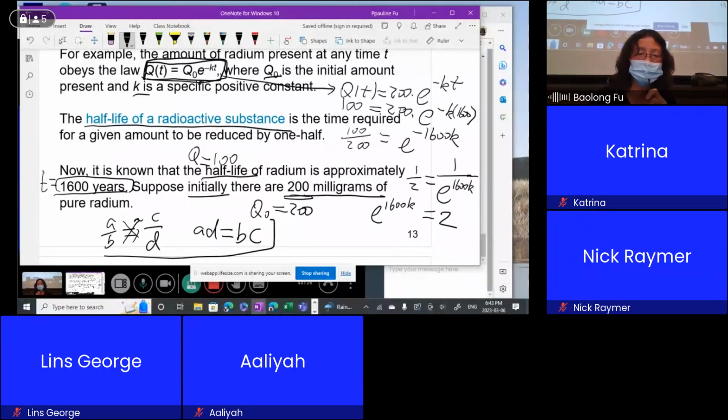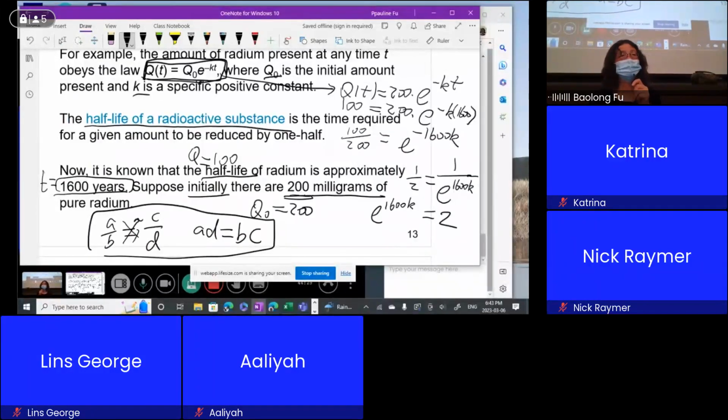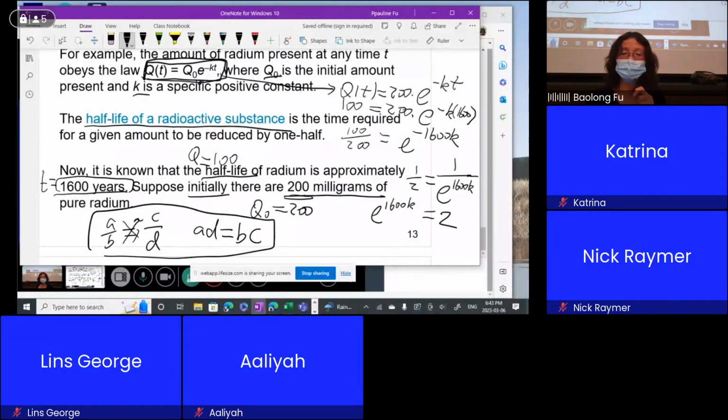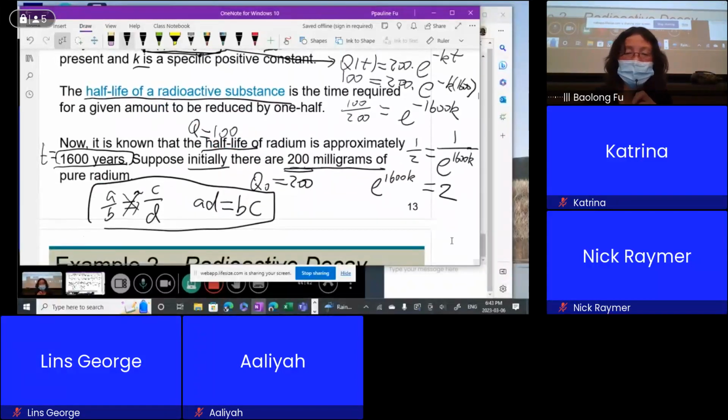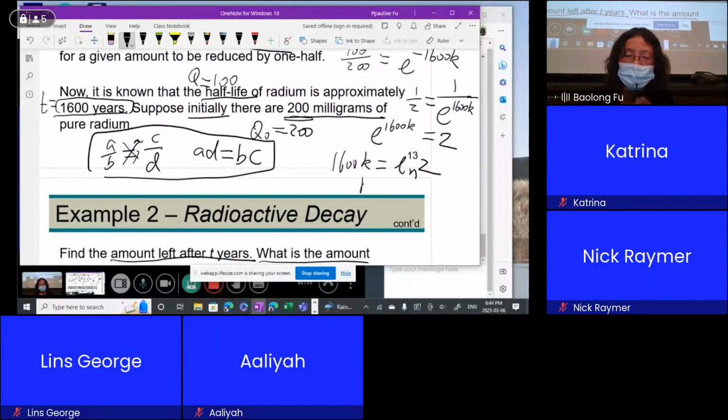Cross multiplication, a very useful mathematical property. After that, I want to solve for k. So from here, I change to the logarithm function. So 1600k equals ln 2. Okay, so now I get k equals ln 2 over 1600. That is k.